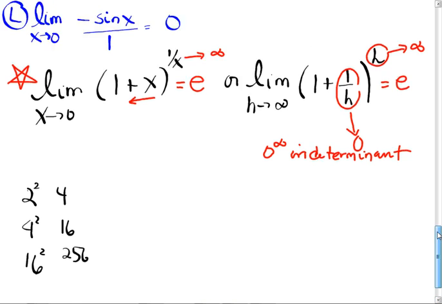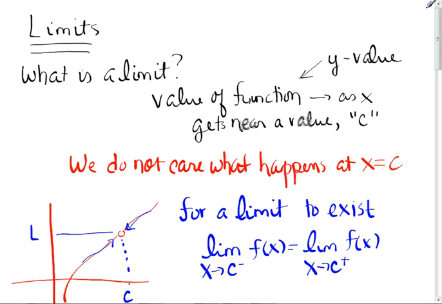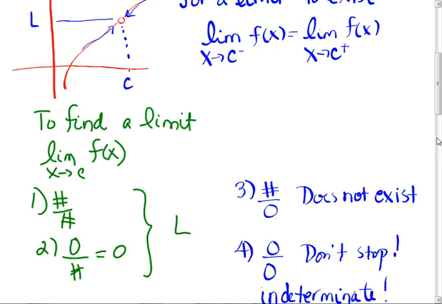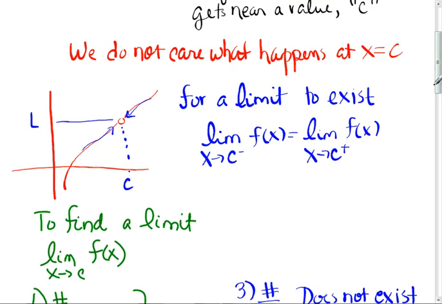Any problems with limits? Remember, a limit is nothing more than the y-coordinate. What is the output getting close to when the input gets close to a certain value? And it's just close to. I'll meet you near Macy's. Maybe not at Macy's, but near Macy's. It's the same type of thing. Okay? Remember to find a limit, the limit from the left has to equal the limit to the right.